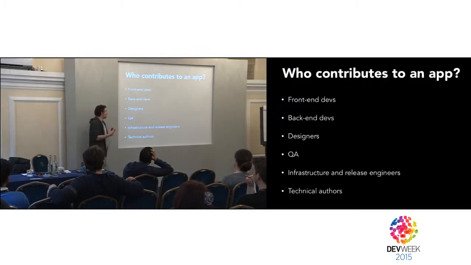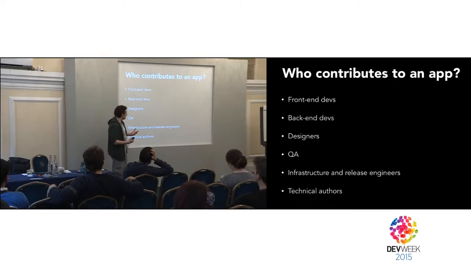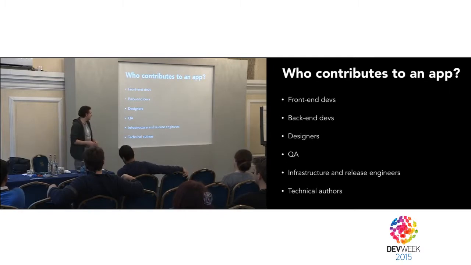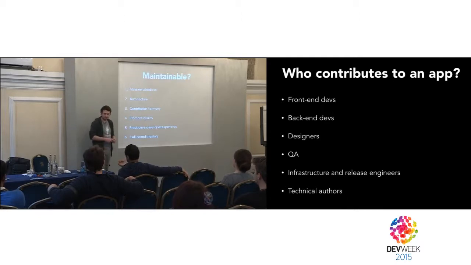So front-end devs. Back-end devs may not directly contribute to that code base, but they will be building schemas or exposing APIs that are interacted with via the front-end code base. Designers providing assets or CSS, or maybe making some changes to the code base, depending on how your organization is structured. QA, so at Kaplan, they have a QA team that do write tests and contribute to that code base. There might be some config and so on in there around infrastructure and release engineering, and technical authors. If there's text-heavy content in there, you'll need them to be able to make changes and so on.